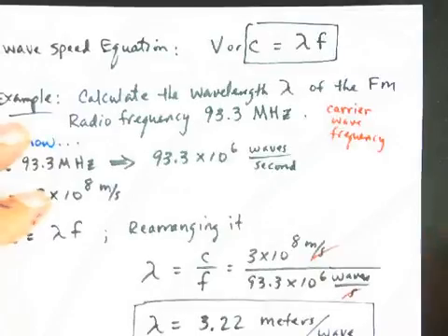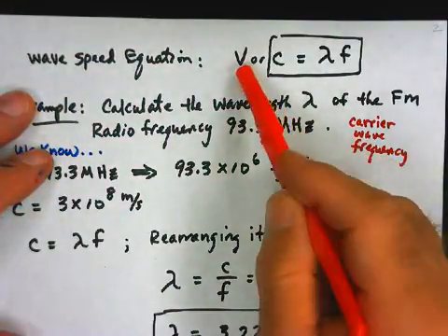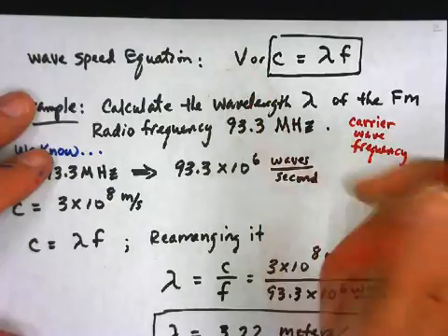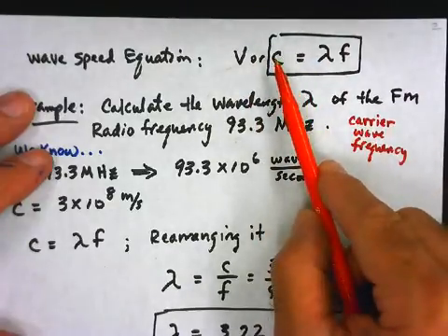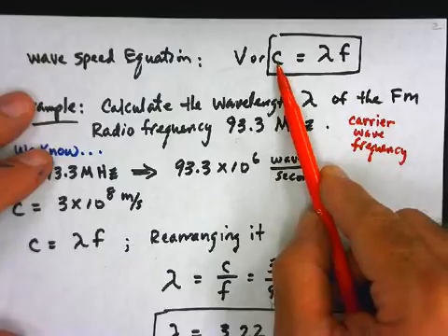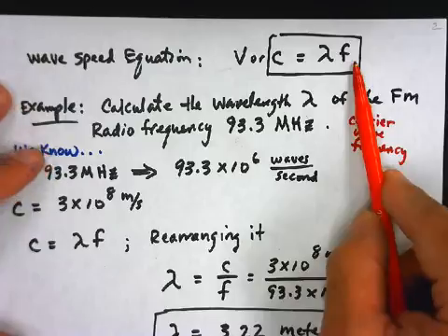Now let's take a look at a famous relationship. We'll call it the wave speed equation. V stands for speed or velocity. We can also use C, which stands for the speed of light, or the speed of electromagnetic waves in general, and that's equal to the wavelength lambda times the frequency.